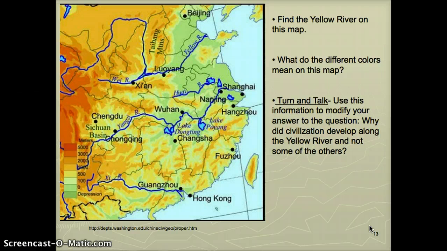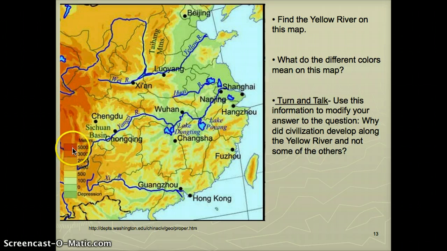So go ahead and try to find the Yellow River on this map. Take a quick look here and see if you can find it. And hopefully you guys found it up here. Okay, so you have the Yellow River down here. What do the different colors mean on the map? See if you guys can have a quick look and find that. And if you didn't see it, it's down here on the left-hand side.